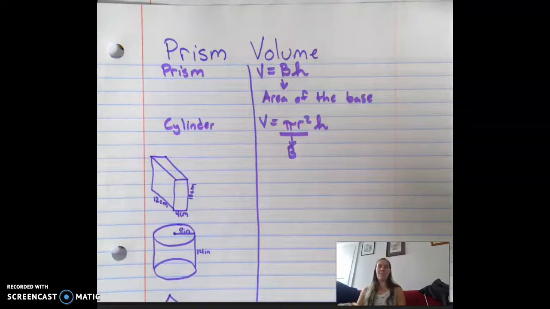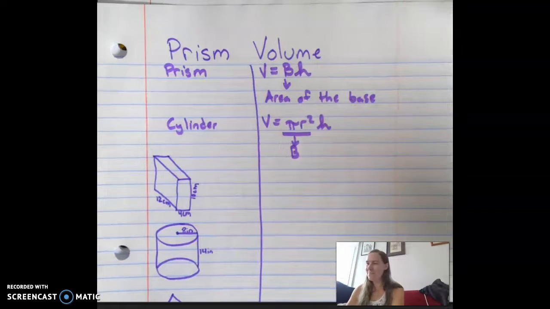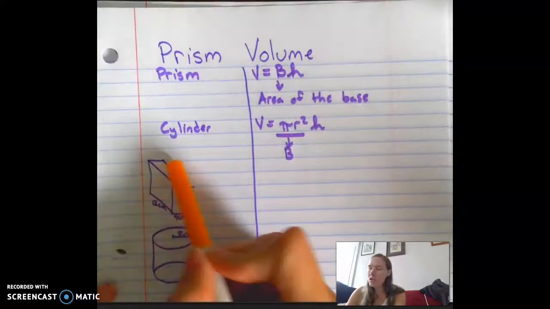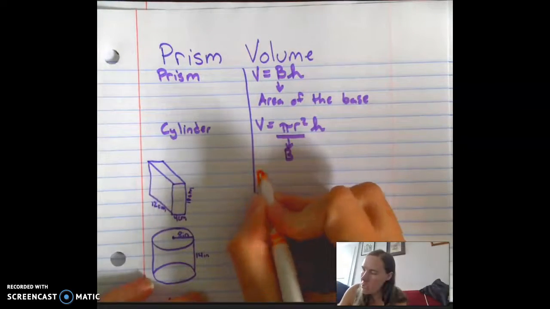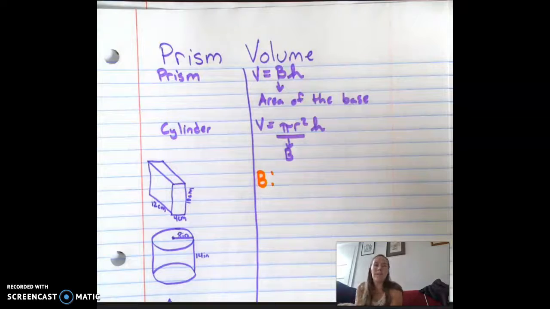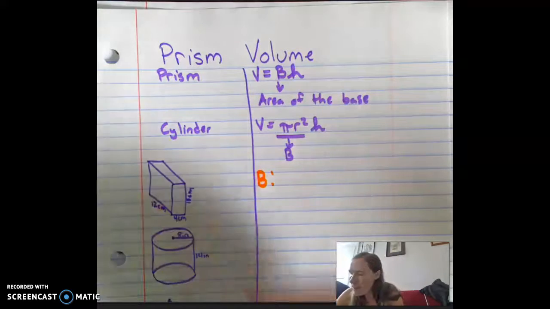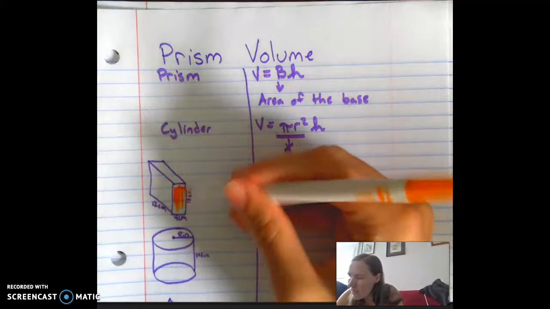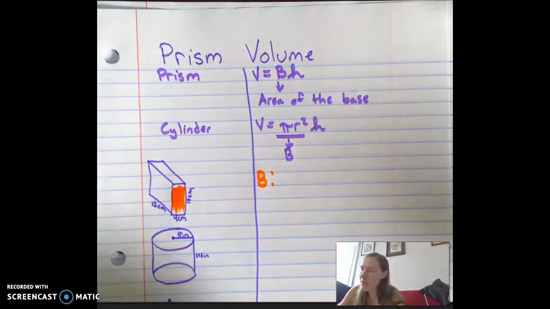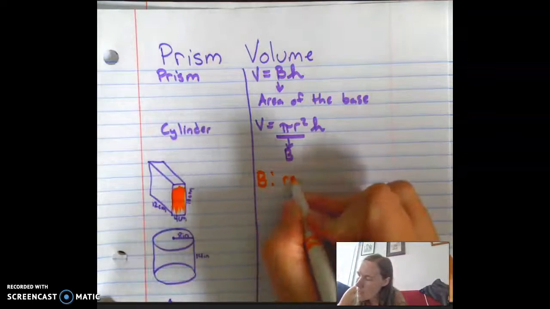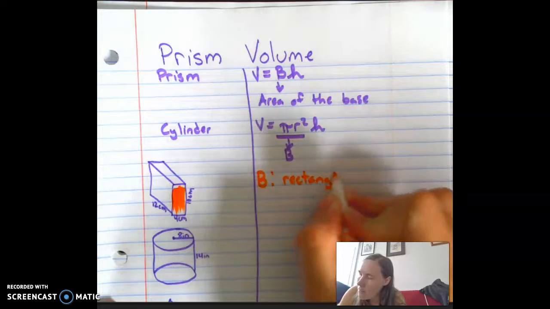I already drew these out because I'm terrible at drawing, so I had to copy them from the internet. For the first one, we have to find our base, our big B. I want to see what shape my big B is. If I look at this orange right here, that is my big B. So my shape is a rectangle.